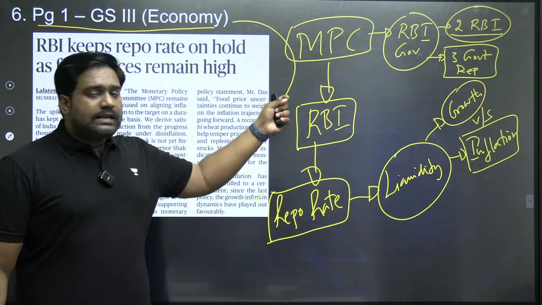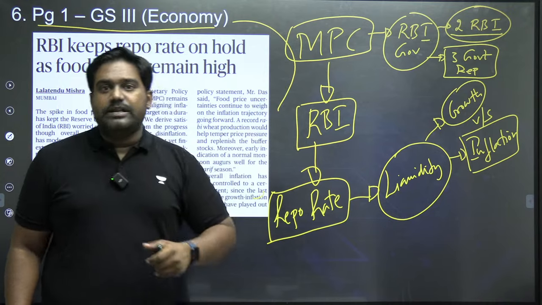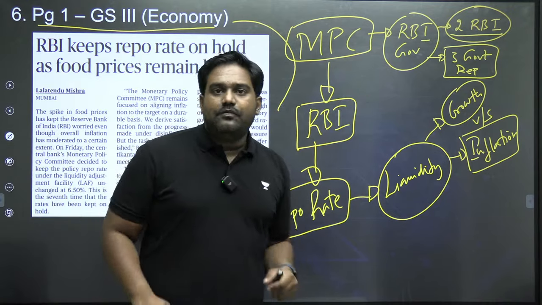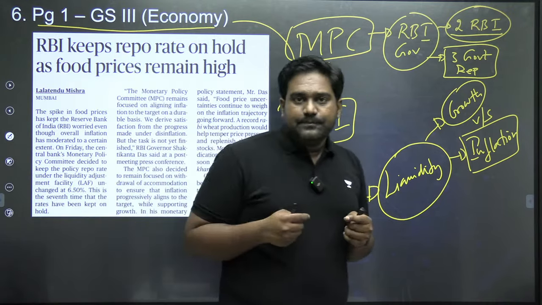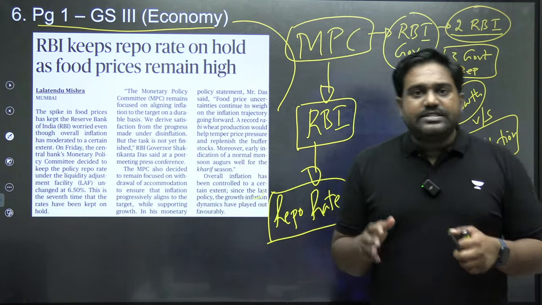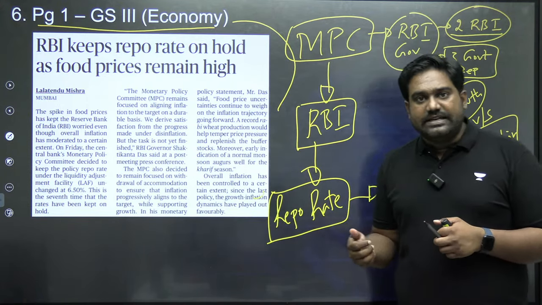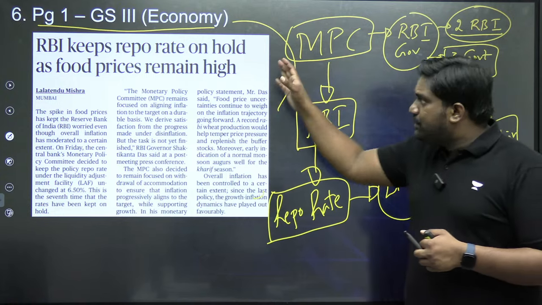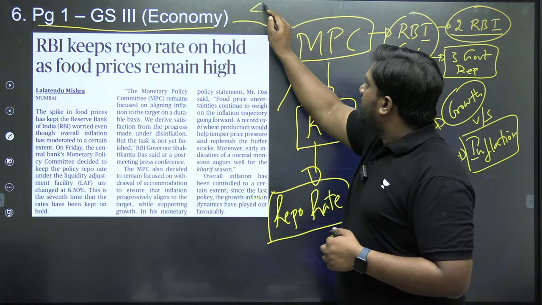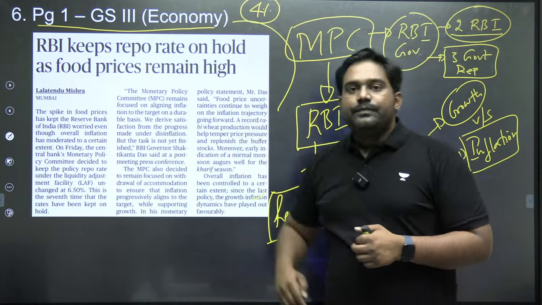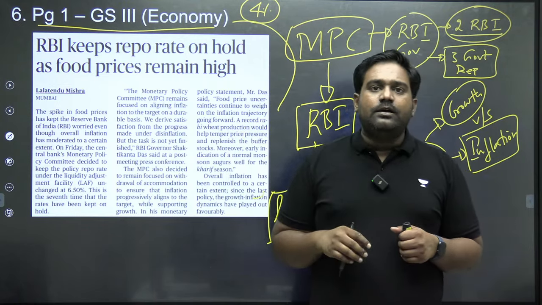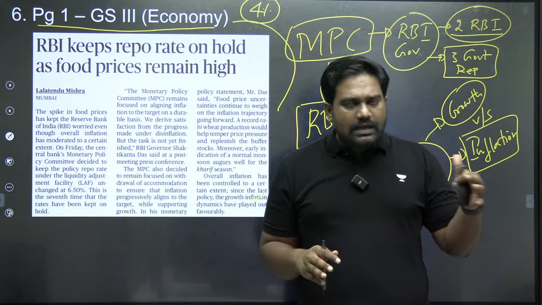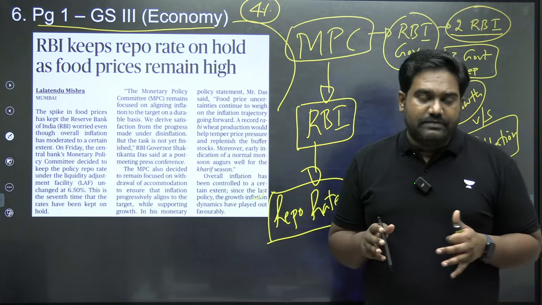So in total, there are six members who are part of Monetary Policy Committee, with the governor of RBI being the chairperson. So this committee decides upon the monetary policy, decides upon repo rate. It has been given an inflation target of 4%. This is seen as an ideal inflation rate to promote growth while keeping inflation at manageable levels.